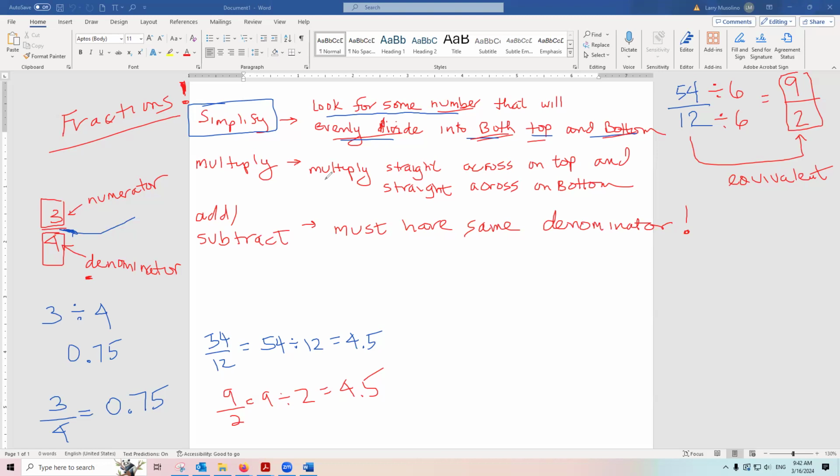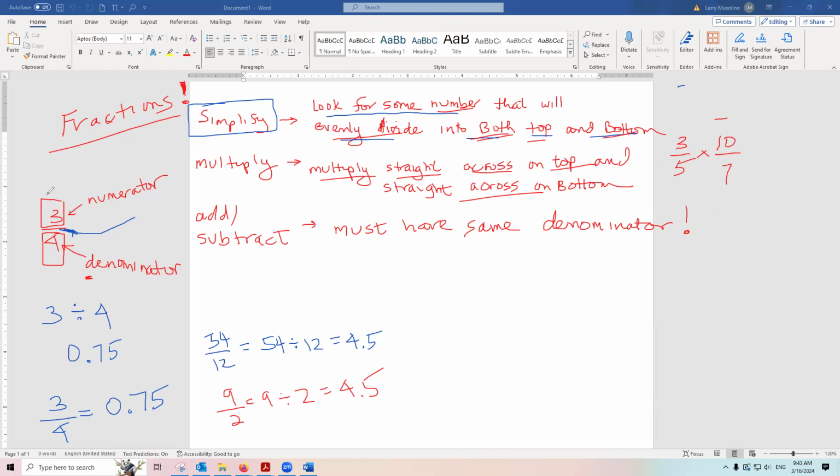All right, let's go to multiplying. Well, here's the rule for multiplying fractions. When you want to multiply fractions, multiply straight across on the top and straight across on the bottom. So let's do an example of that. Let me erase this here for a second. Multiplying is kind of the easiest operation for fractions because all you have to do is just multiply straight across. So let me do a quick example here. How about 3 over 5 multiplying 10 over 7?